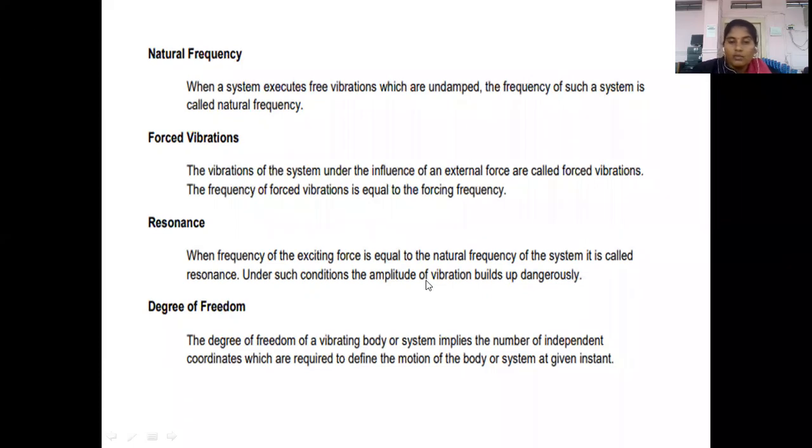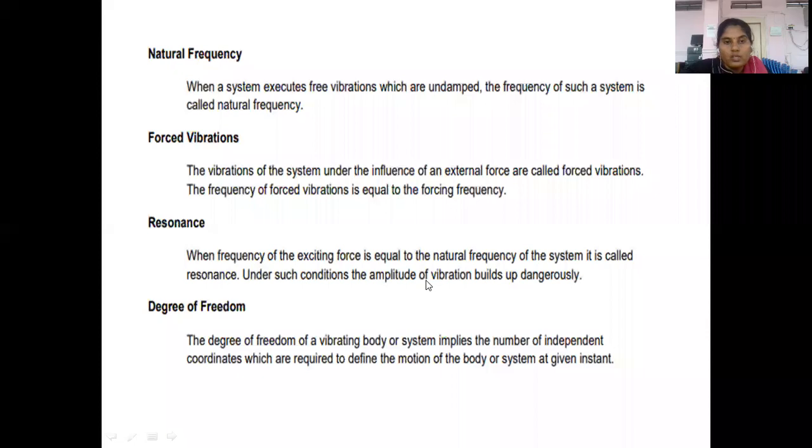Degrees of freedom, that we already know. Degrees of freedom is nothing but the number of independent coordinates we have to define for the system. Degrees of freedom मध्ये काय करायचे? The number of independent coordinates by which we can define the complete position of all parts of the body is nothing but the degrees of freedom. Okay, after this, all those points we have covered.